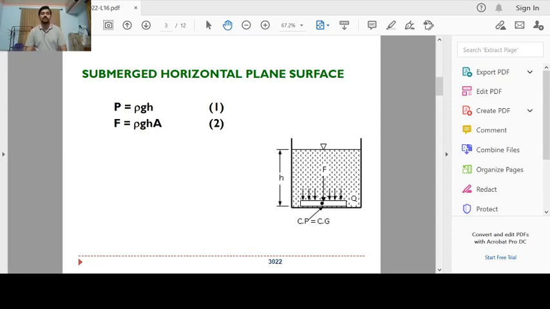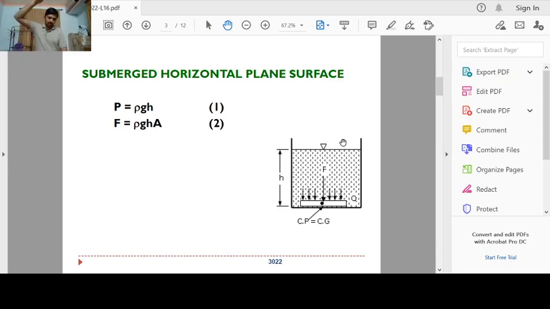So first we will see the forces on a submerged horizontal plane surface. As you can see from the figure, there is a tank containing a liquid, most commonly water, and there is a horizontal surface at the bottom of the vessel or tank having area A, the horizontal area A. Forces act vertically downwards on the plane surface by the liquid.